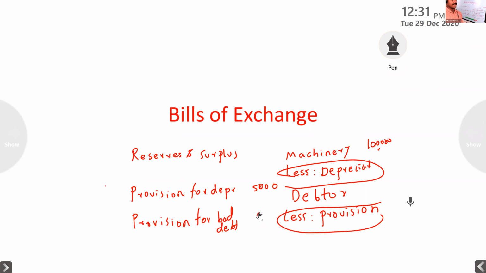Okay, so in that chapter we studied the main two methods of depreciation, fixed installment method and written down value method. So you can expect a question from that, fixed installment and written down value method. Clear? Then reserves and surplus theory, sure.